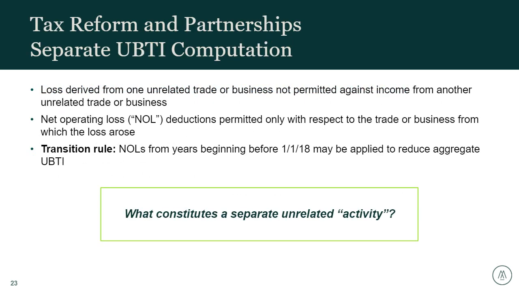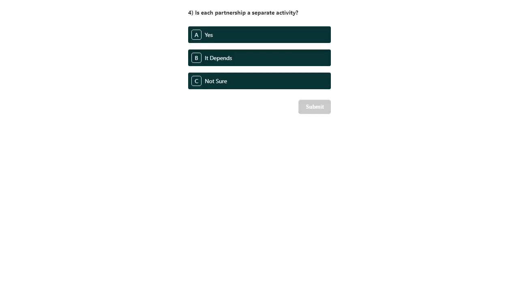All right, tax reform continues to make things more challenging for tax exempts and more work for sure. But I wanted to talk a little bit about tax reform and partnerships. With tax reform came a provision that unrelated business taxable income needs to be computed and reported for each separate trade or business. So a loss derived from one UBI activity is not permitted against another UBI activity. Net operating loss deductions are permitted only with respect to the trade or business from which the loss arose. There's a transition rule. I'm not going to spend a lot of time on that just because we're past the proposed regulations, but I do want to talk about what constitutes a separate, unrelated activity, which leads us into our next polling question. Amy, I'll turn it over to you.